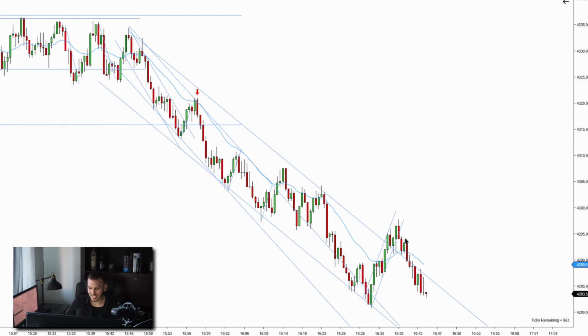When I'm taking a failed second entry long, I really want it to close right below EMA, right next to EMA.